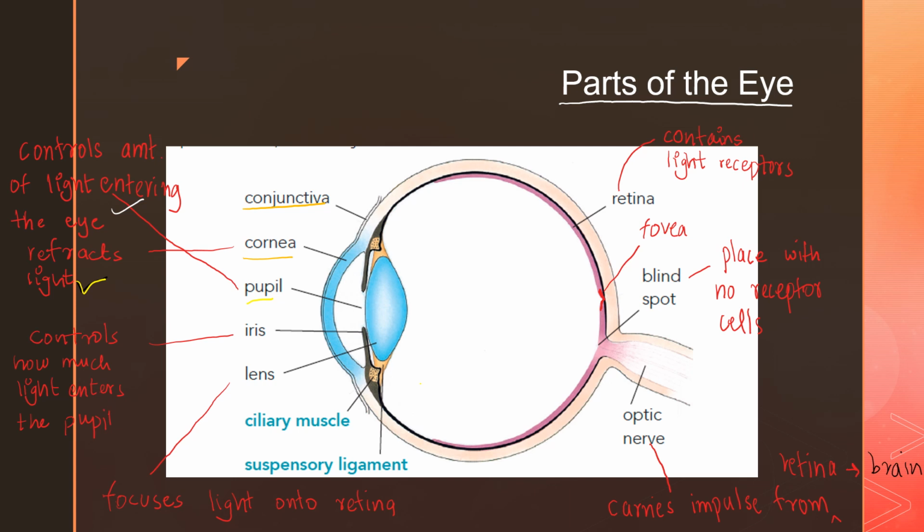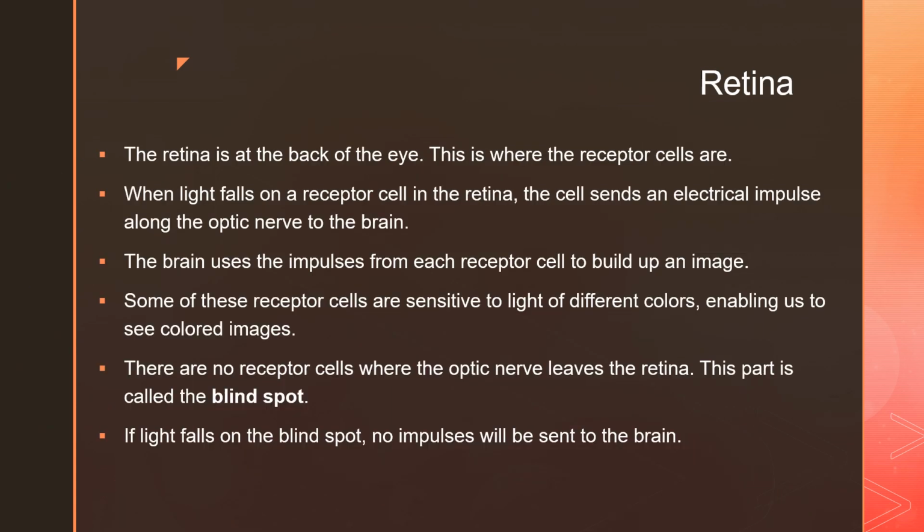Then we have the iris. The iris controls how much light enters the pupil, and the lens focuses light onto the retina. Now this is the retina, and it's slightly curved like this. The retina contains light receptors. We'll look further into the retina as we move ahead. And then there's this one part called the fovea that's not labeled in your textbook, and we'll look at what the fovea does as well. Then we have the blind spot where there are no receptor cells, and the optic nerve which carries impulses from the retina to the brain.